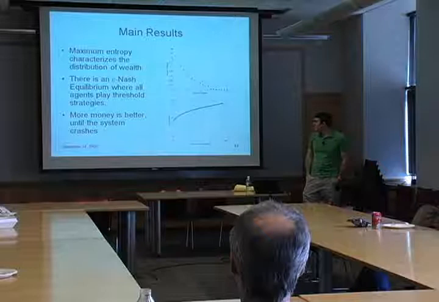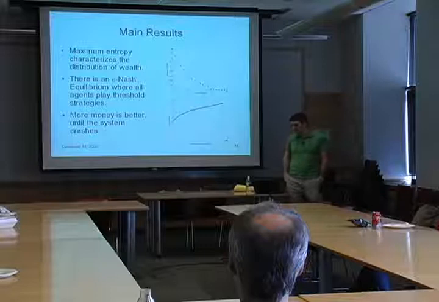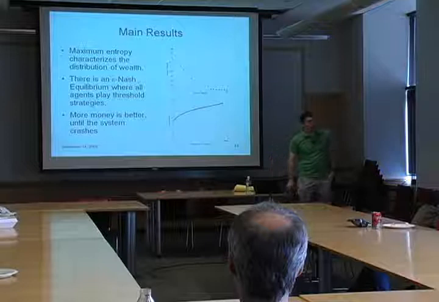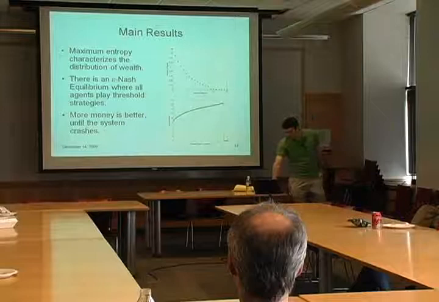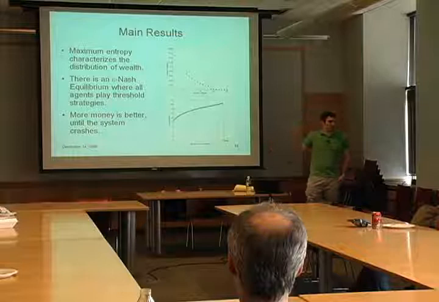Depends what information you give me, is the answer. I'll come back to that a little bit later. Social welfare is the sum of the utilities of agents in the system. And clearly, since this is a very simple model where everyone is symmetric, it's also the expected utility of a single agent.